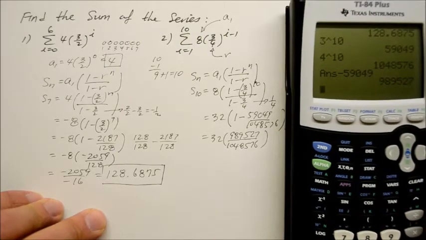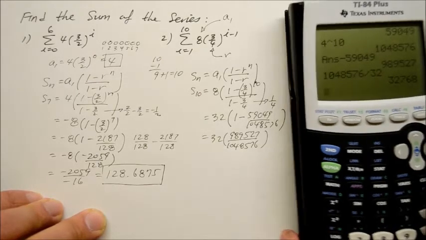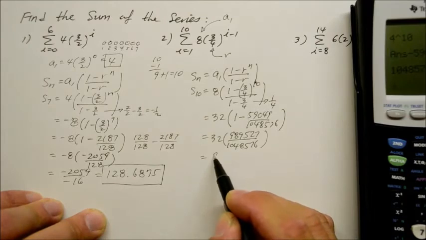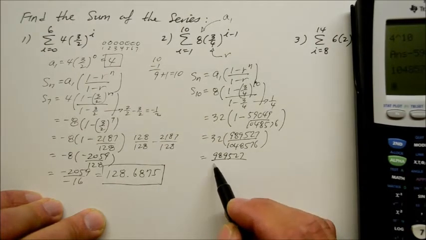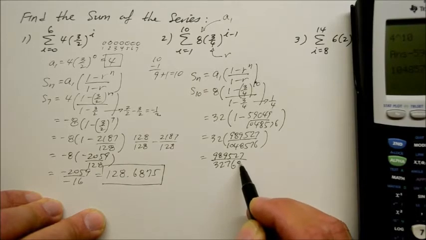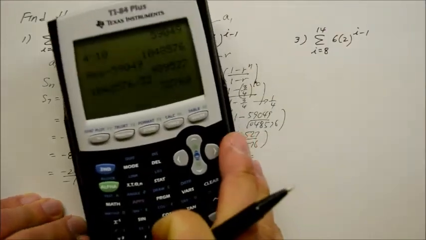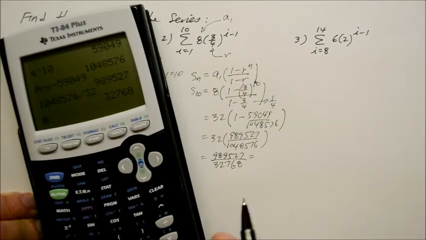Okay, so let's figure it out. Is 1048576 going to be divisible by that 32 coefficient? My calculator says yes, it goes in 32,768 times. So that's 989527 divided by 32768 times. And when I evaluate that, go ahead and do the division.